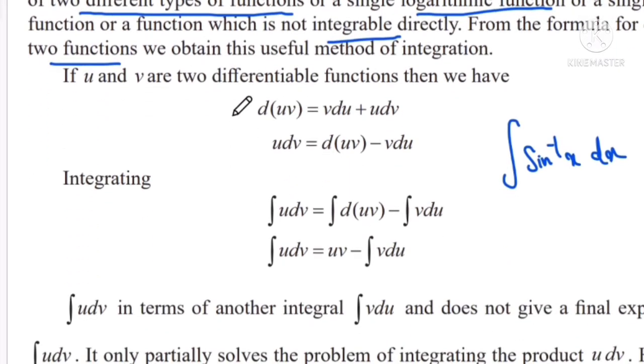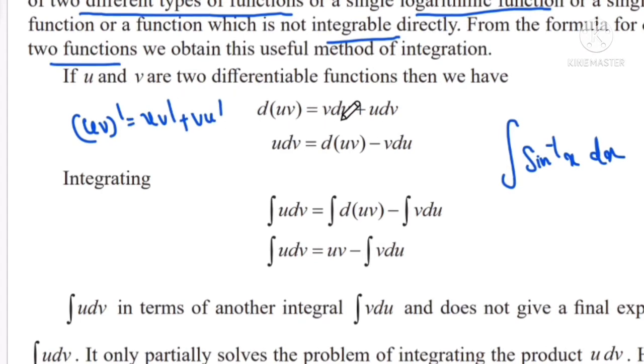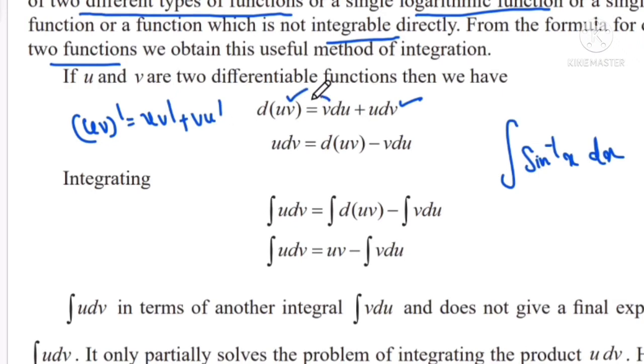So you know the product rule in differentiation. What is the product rule in differentiation? d(uv) is u dv plus v du, isn't it? So you take u dv here, bring the v du here: d(uv) minus v du is u dv.